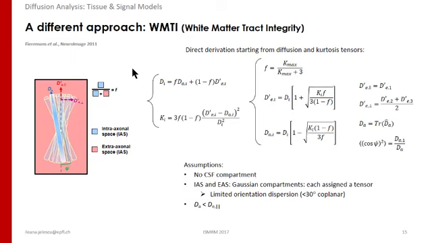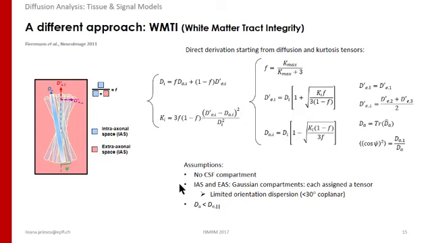And another approach for modeling here that I will briefly describe is WMTI, white matter tract integrity. This is a bit different from other models because it involves a direct derivation of model parameters starting from the diffusion kurtosis tensors. So here you can get away with linear fitting, which is nice. But of course, you also have some strong assumptions underlying this model in order for these relationships here to hold. So this is a 2-compartment model.